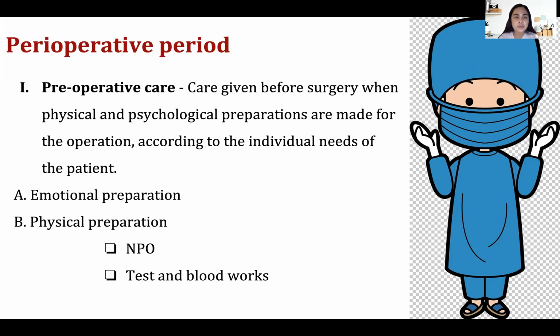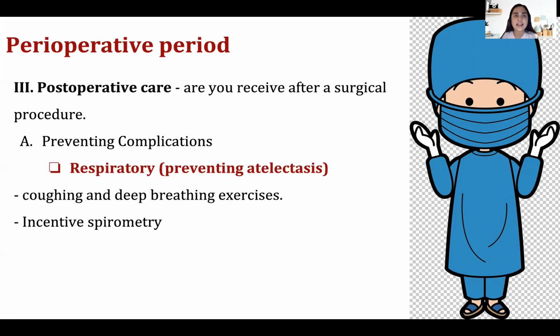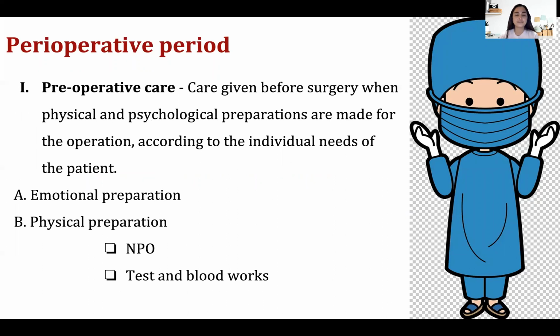So what is the perioperative period? The perioperative period is composed of three stages. We have the preoperative care, we have the intraoperative care, and lastly, we have the postoperative care. So let's start with preoperative care.